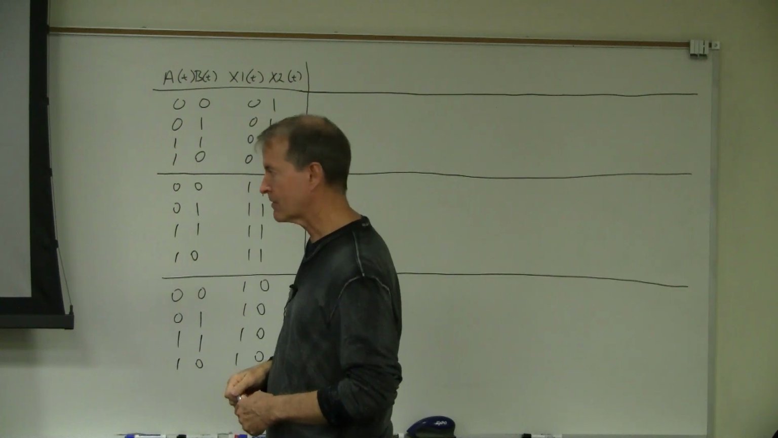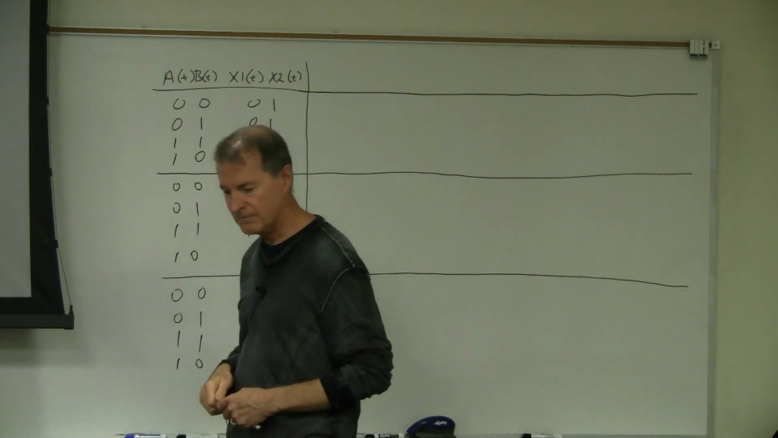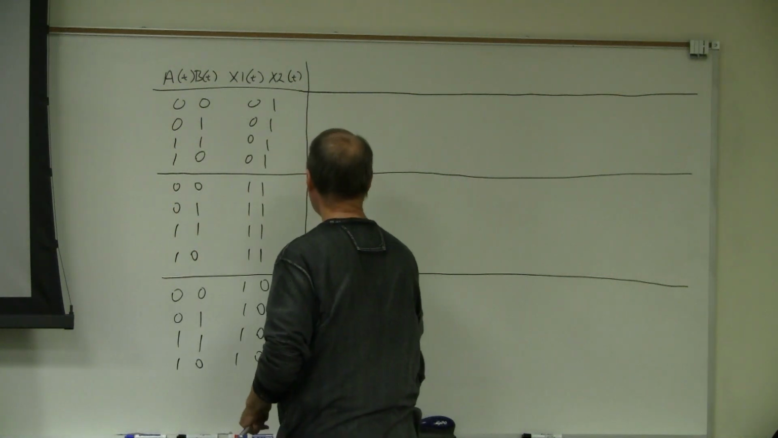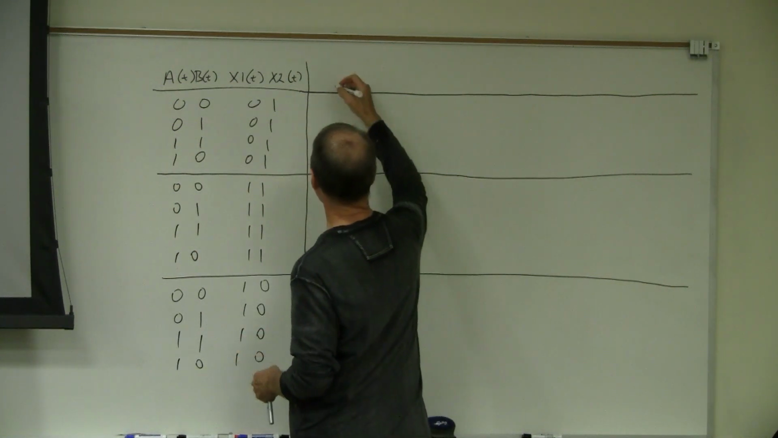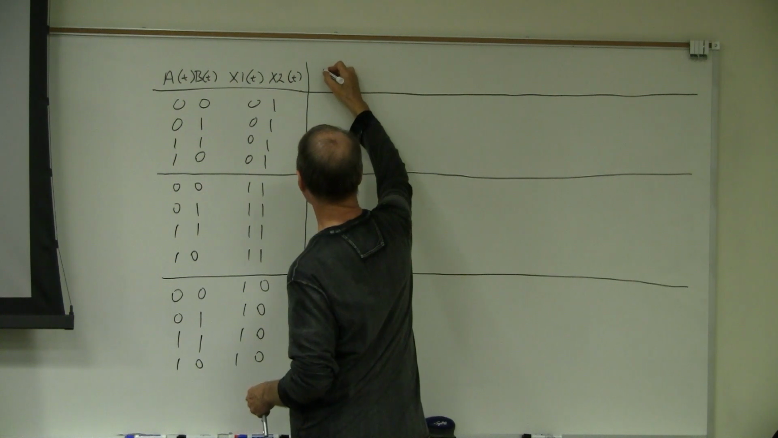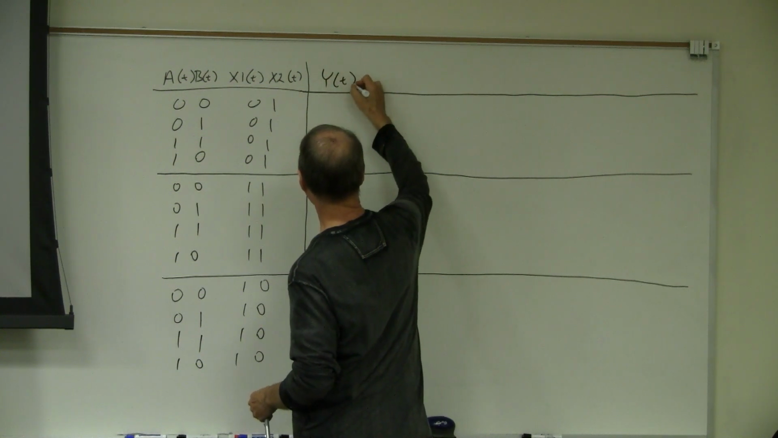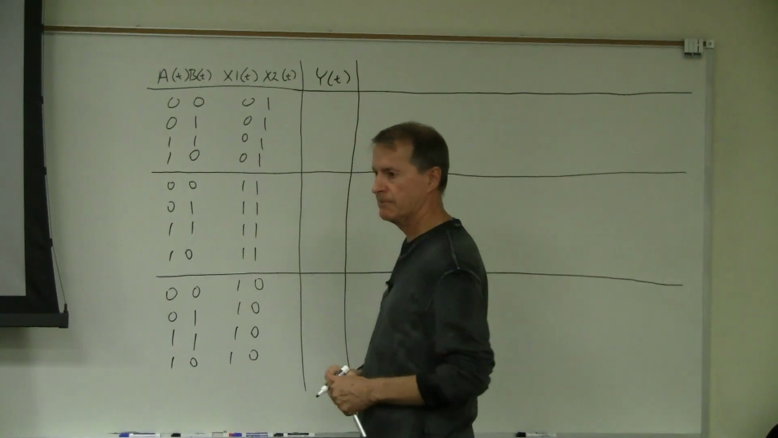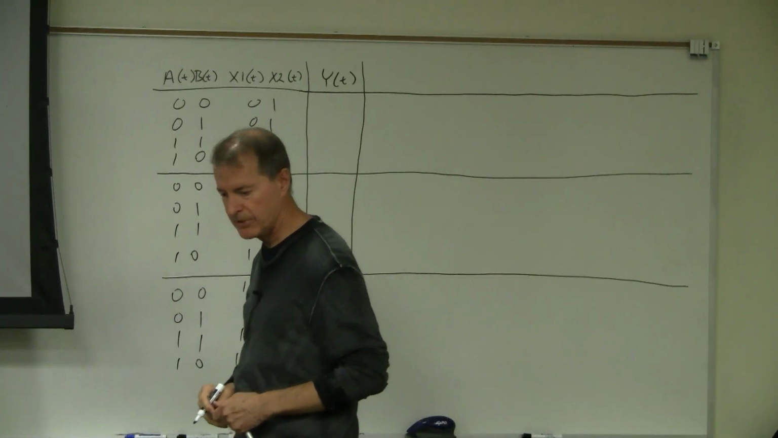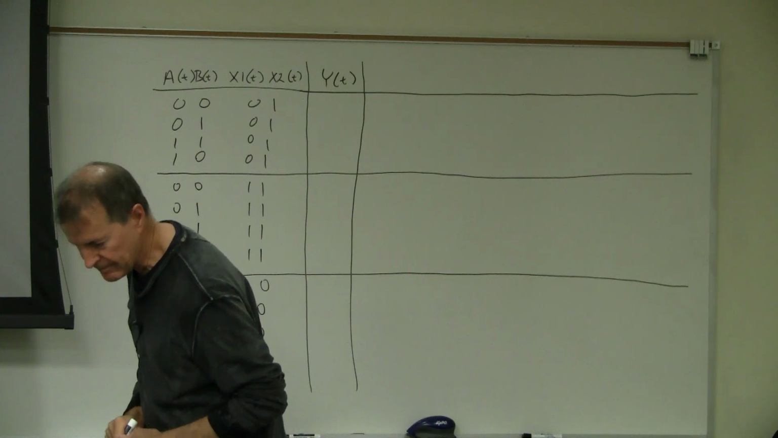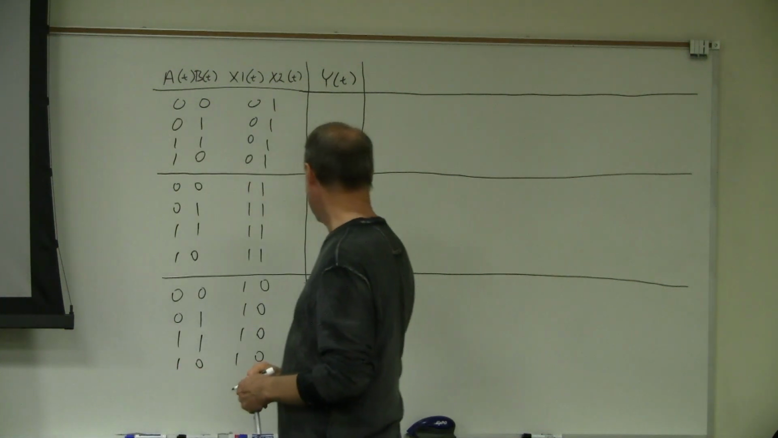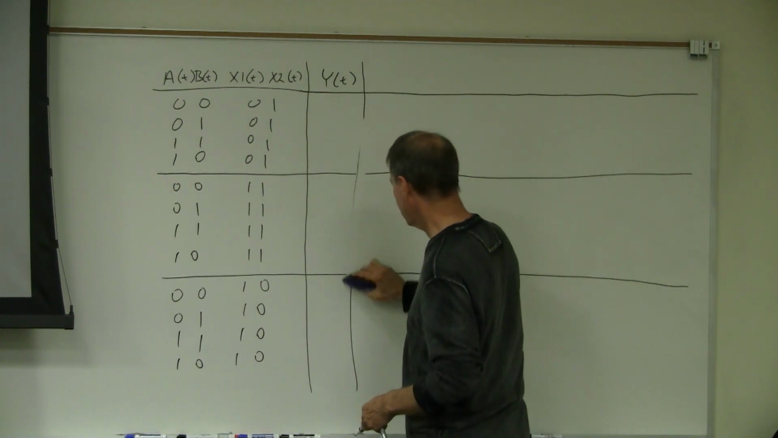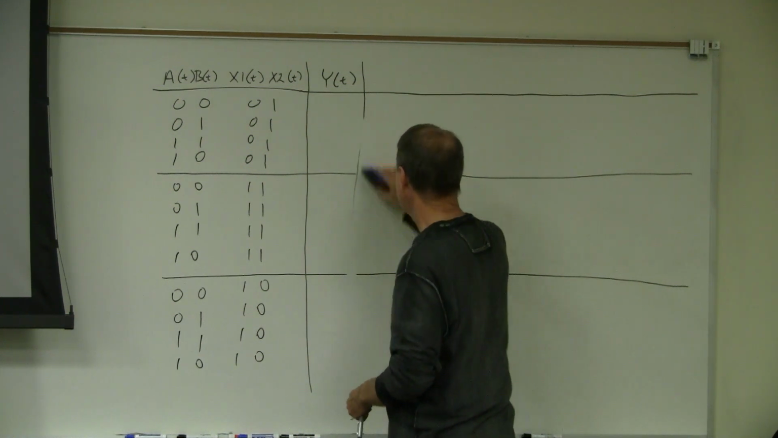Are we good? Okay, now what we need is another column here for our output. So this is y at time t. That's the current output. Now, let's go ahead and label our table. That was kind of crooked, so let's make that a little more straight.